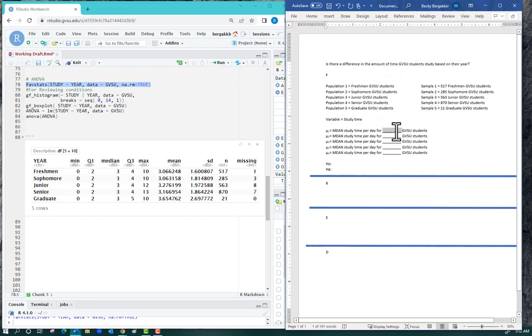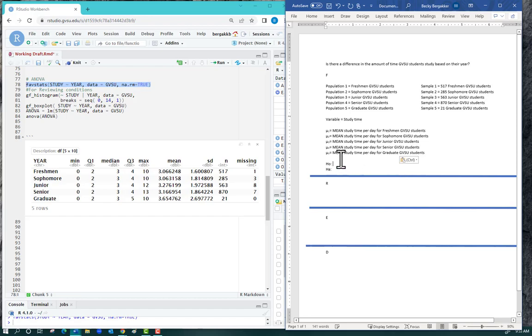So we have mean study time per day for freshman GVSU students as mu1, because that is our population 1. So then we have mean study time for sophomore GVSU students as mu2. We have mean study time for GVSU seniors as mu3 or 4.